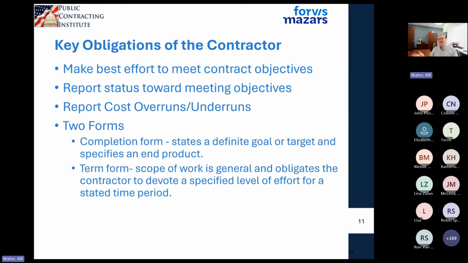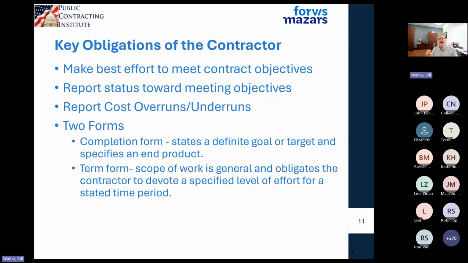The thing that can also upset them is if you come back and say you got more money because I didn't spend everything, and then they lose that money. They can't find an alternate source for it somewhere else. There are two forms of a cost type contract, specifically cost plus fixed fee. There's a completion form, which is basically spend the money, do your best. And then there's a term form.